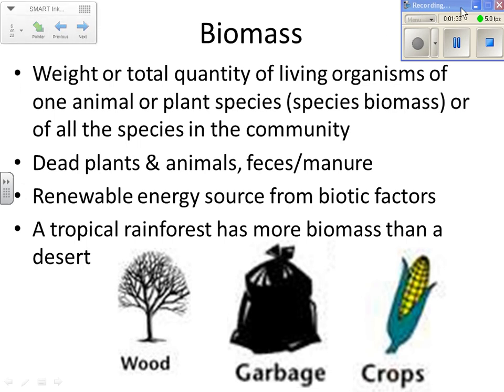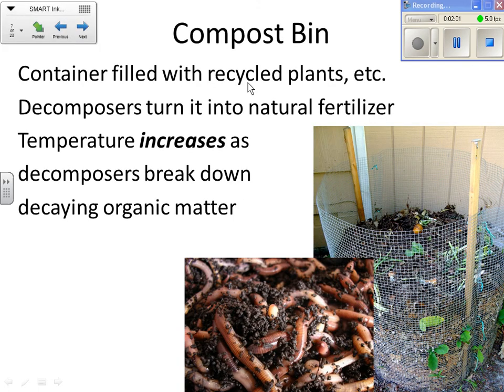Biomass. The definition of biomass is the weight or the total quantity of living organisms of one animal or plant species or of all the species in the community. It does include dead plants and animals, including their waste products, which becomes manure, and then it is a renewable energy source from biotic factors. A tropical rainforest has more biomass than a desert.